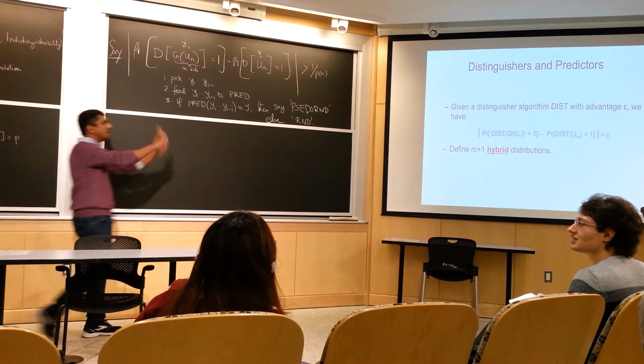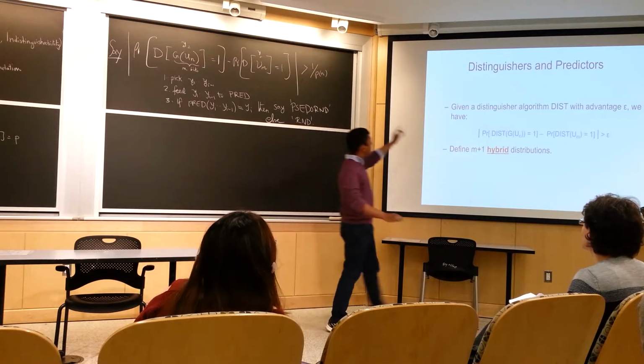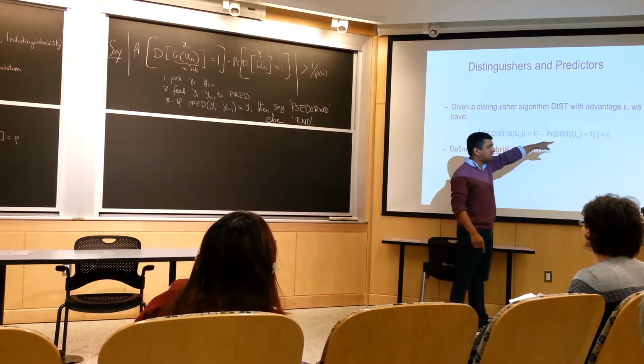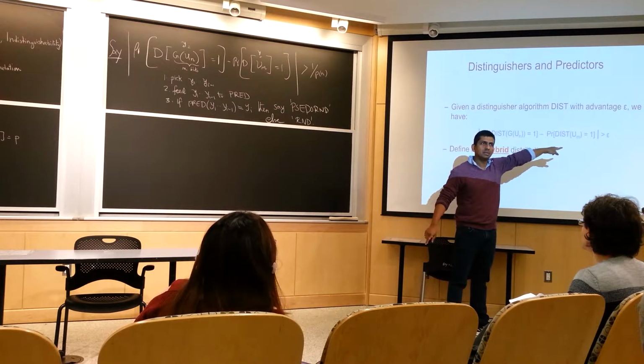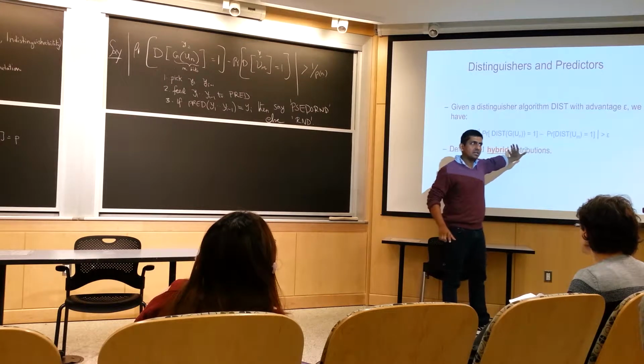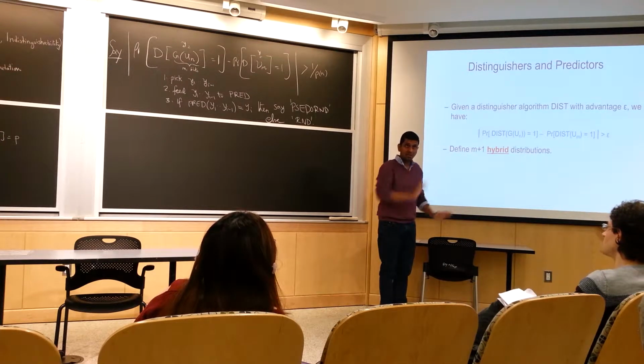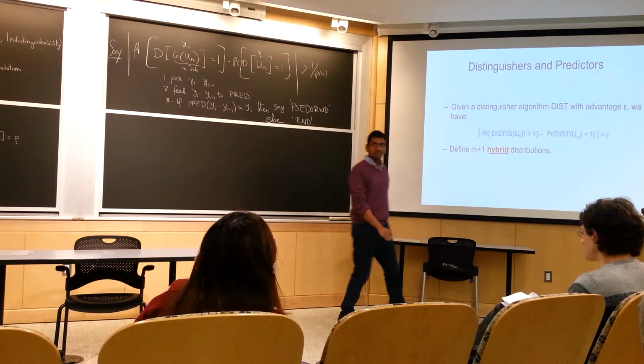So you're given this. This is what you have at hand: the distinguisher algorithm that does this. Epsilon, think about it as 1 over polynomial n. So this is what it does. What I want to construct is a predictor that takes prefixes and outputs the next bit. How do I do it?